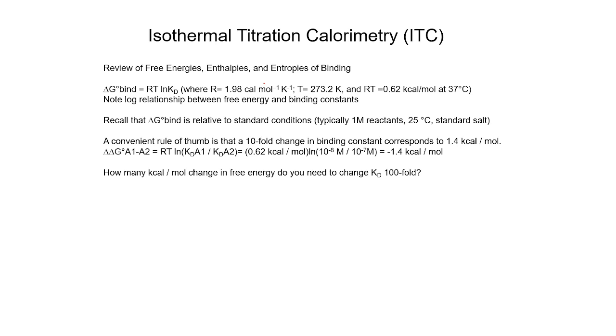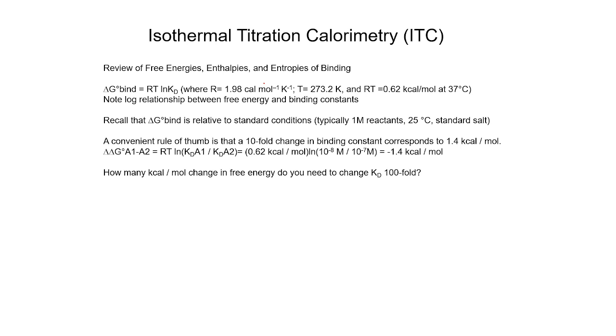Now the convenient rule of thumb is that a tenfold change in the binding constant is equivalent to 1.4 kilocalories per mole. That is, ΔG° of A1 minus A2 equals RT ln KD of A1 divided by RT ln KD of A2, where RT equals 0.62 kilocalories per mole. The natural log of 10 to the power minus 8 molar divided by 10 to the power minus 7 molar equals 1.4 kilocalories per mole.